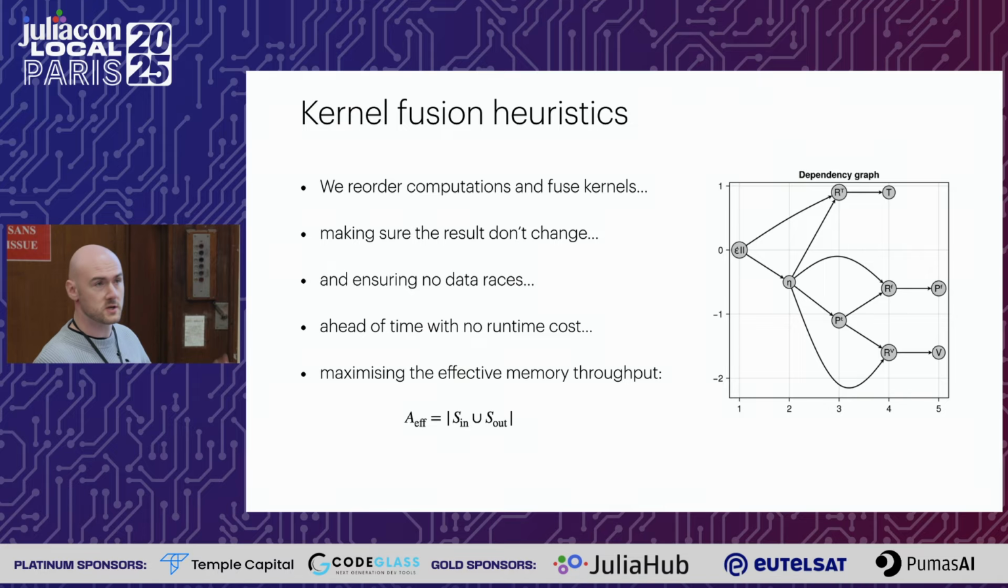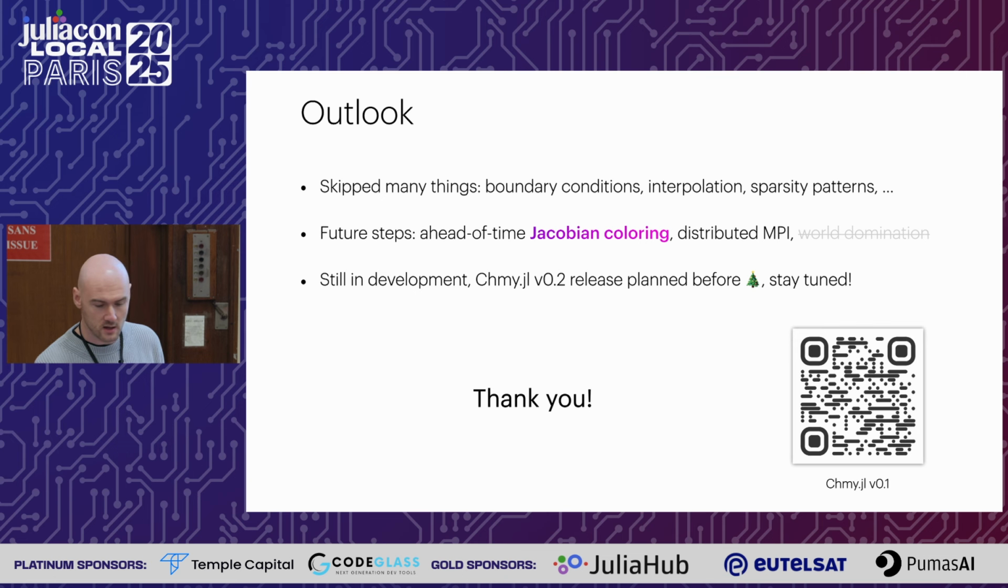Because of this lazy object format, we have the full dependency tree for the full series of these Chmy expressions. Based on that, we can reorder computations and fuse kernels, making sure that the results won't change compared to executing them one by one and synchronizing. No data races. This procedure is fairly heavy: it's a constrained combinatorial optimization, it's NP-hard, but we do it ahead of time, during compilation in a generated function, and we maximize this effective memory throughput, which is similar to what we usually do by hand.